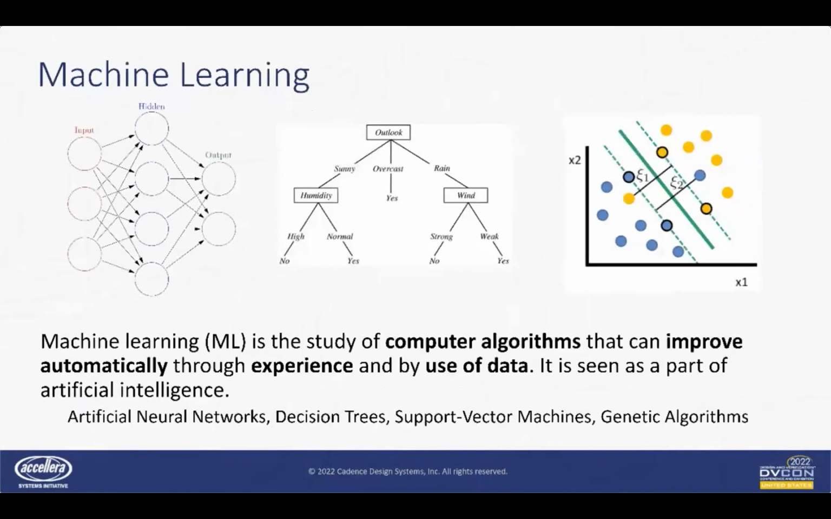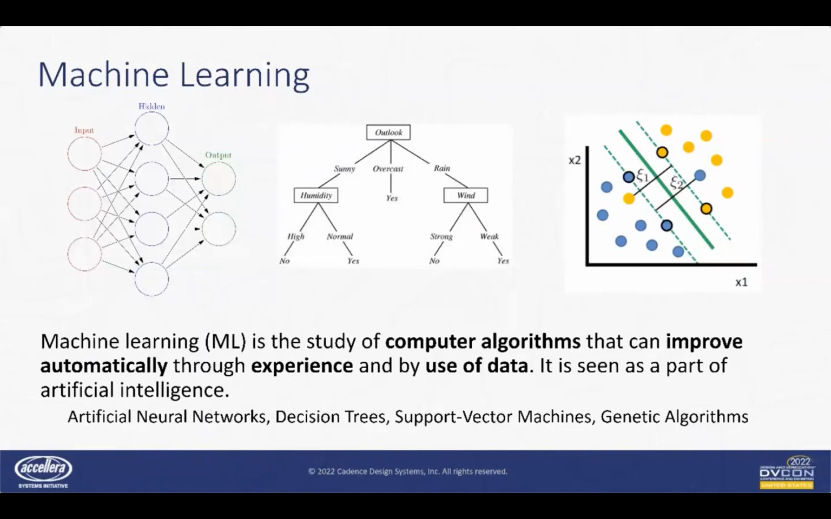If we compare that to machine learning, it is more the study of computer algorithms that improve themselves automatically. So whereas on the previous slide we saw algorithms that are sort of fixed in nature, machine learning is these evolving algorithms that use experience and data to sort of improve themselves over time. And it's seen as a part of artificial intelligence, but a specific application of specific structures, such as artificial neural networks, decision trees, support vector machines, and genetic algorithms.